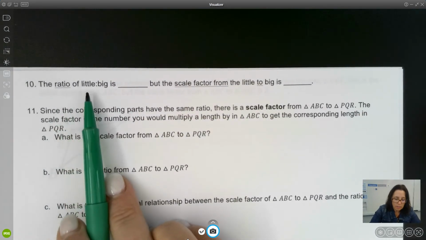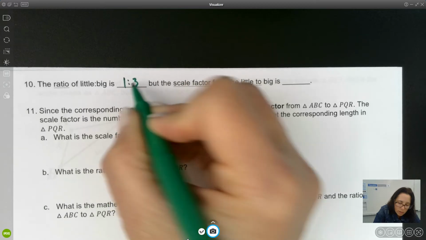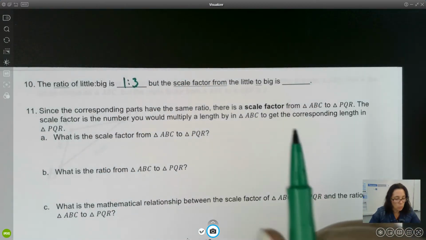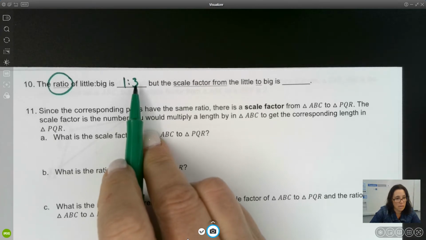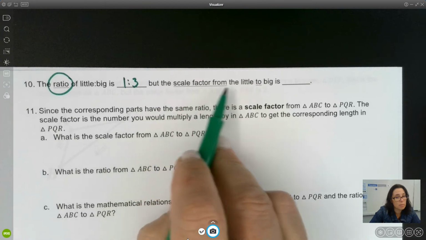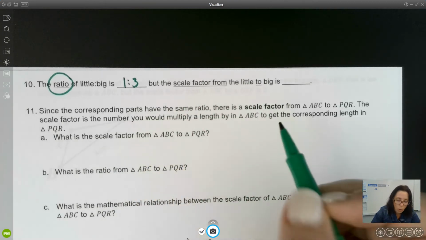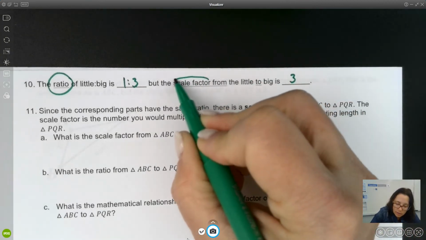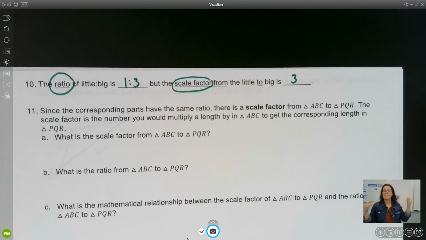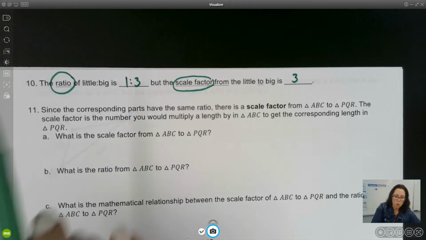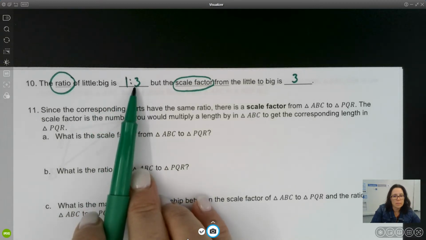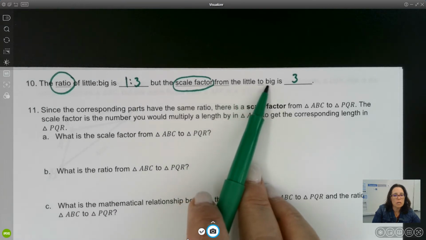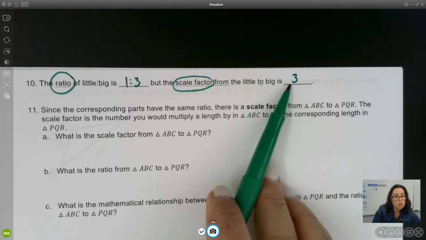All right, the ratio of little to big is 1/3. The ratio, okay, this is key, little to big. But the scale factor from the little to big is 3/1 or 3. It's very important to understand that difference between the two. When you talk ratios, the first thing goes with the first thing, the second thing goes with the second thing. But if you're making something little into something bigger, you better be multiplying it by something larger than 1. Think about that. We're going to explore that thought in a second.